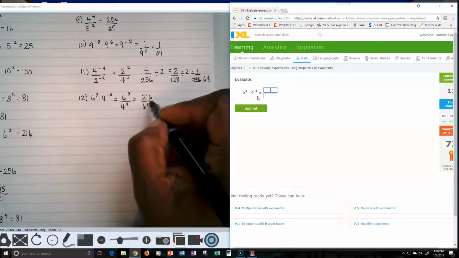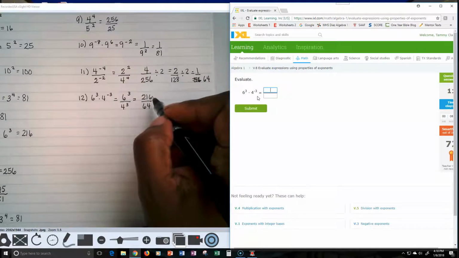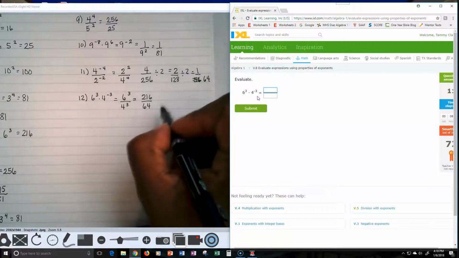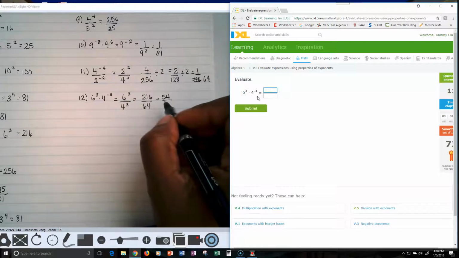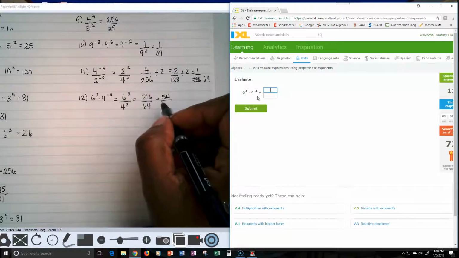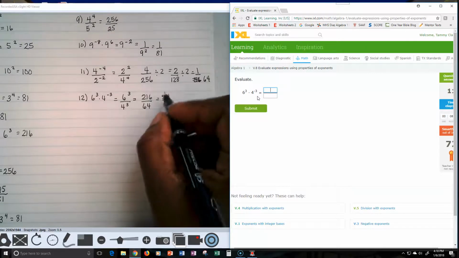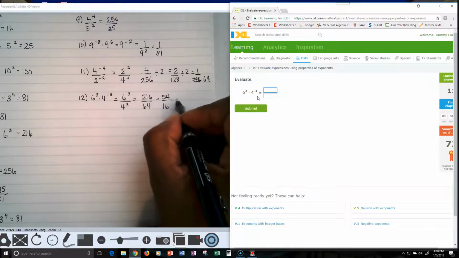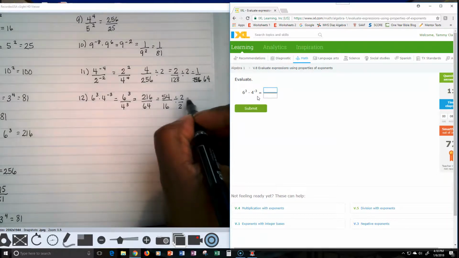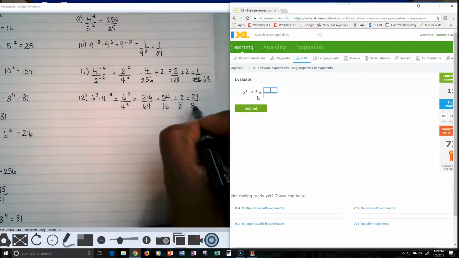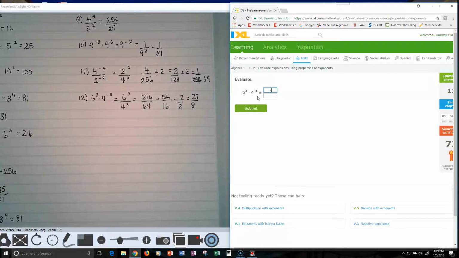Now, I believe that 4 will go into both of these. Yeah. So 216 divided by 4, you're going to hear me using my calculator because I have to make sure that my timing doesn't go over a certain amount. And then I've got 64 divided by 4. That's 16. I still can reduce that. So let's divide by 2. And that would give me 27 over 8. This is not reducible.